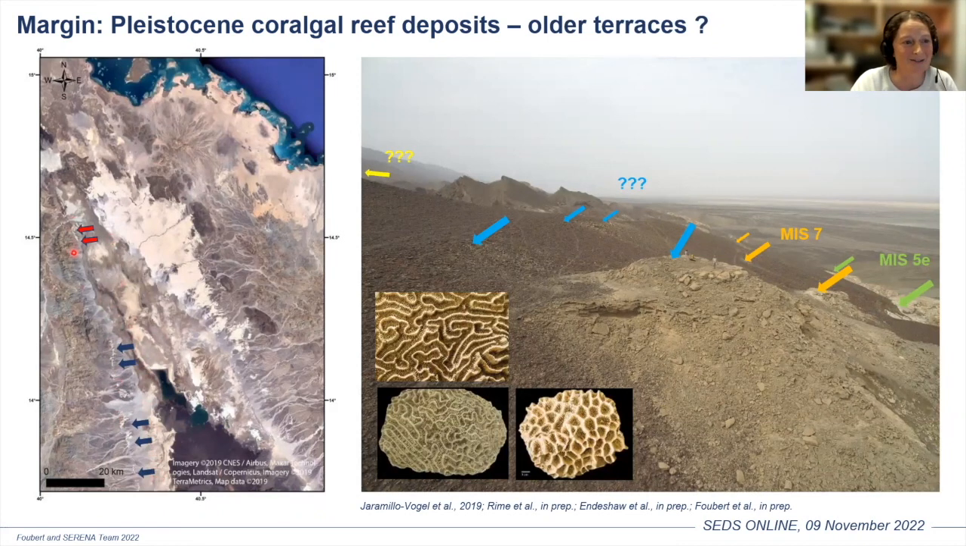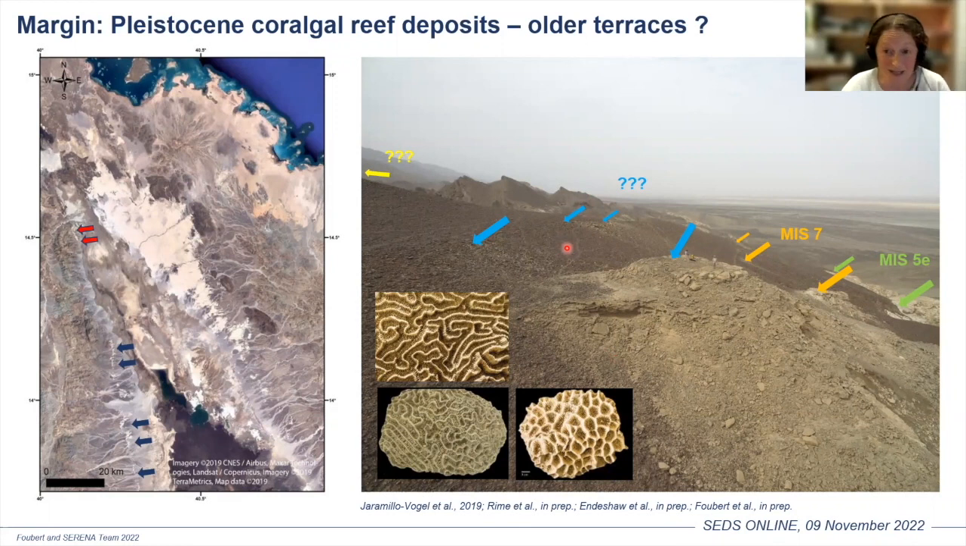However, this is the story basically for the southernmost outcrops. What about the northernmost outcrops? We travel now to the north of the Danakil Depression. We stay at the western margin, and there the study of different outcrops revealed that we don't have only two coral reef terraces, but more than two, probably three or even four. We could spot remains of carbonate sediments at higher elevations.